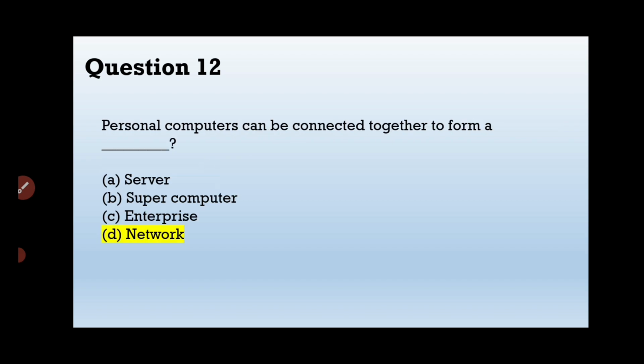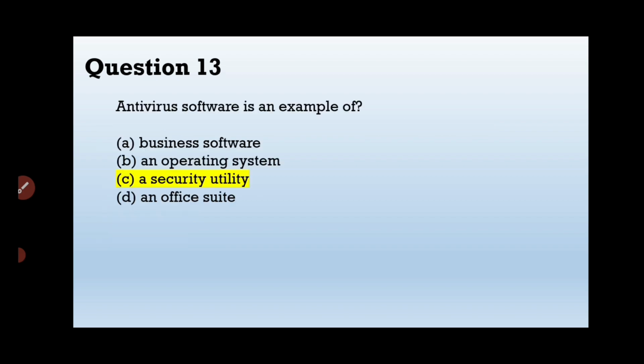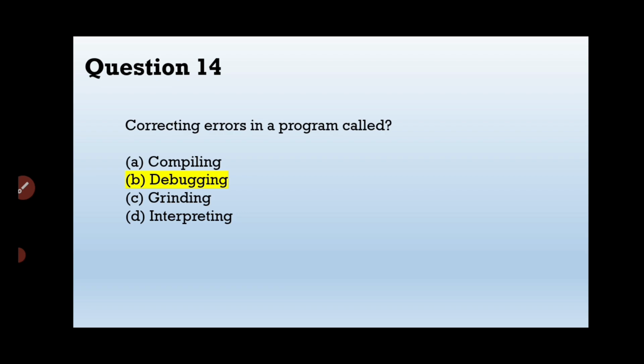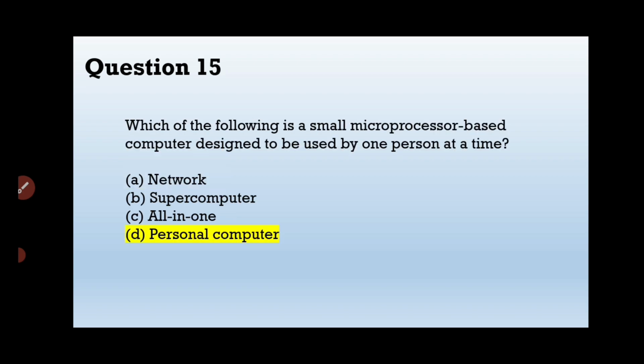Question number 12. Personal computers can be connected together to form a. Correct option is option D, network. Question number 13. Antivirus software is an example of. Correct option is option C, a security utility. Question number 14. Correcting error in a program is called. Your correct option is option B, debugging.